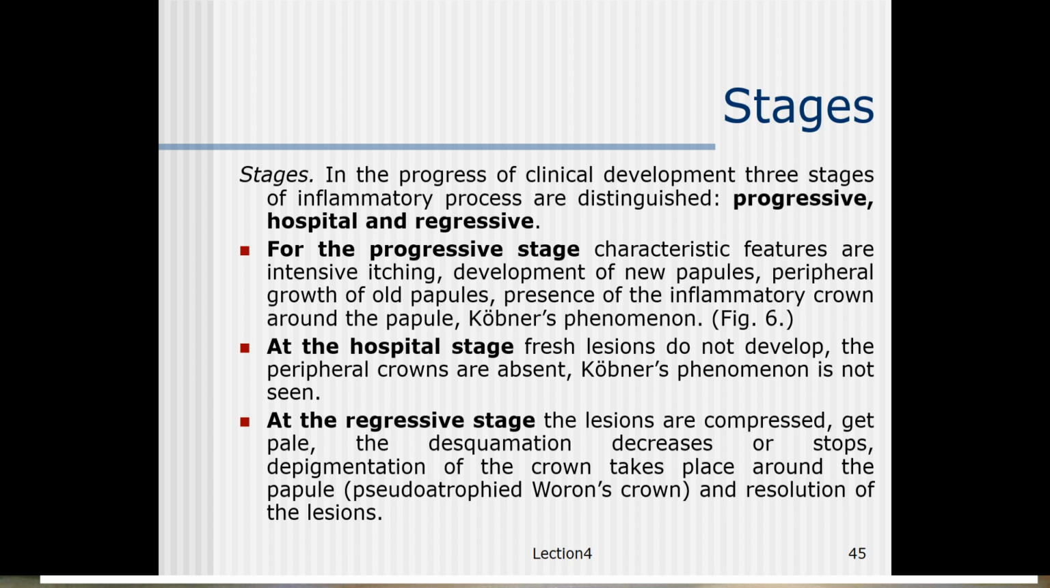At the stationary stage, fresh lesions do not develop. The peripheral crown is absent. The Koebner phenomenon is not seen. At the regressive stage, the lesions are compressed, get pale, the desquamation decreases or stops, depigmentation of the crown takes place around the papule, the pseudo-atrophic Voronov's crown appears, and the lesions resolve.